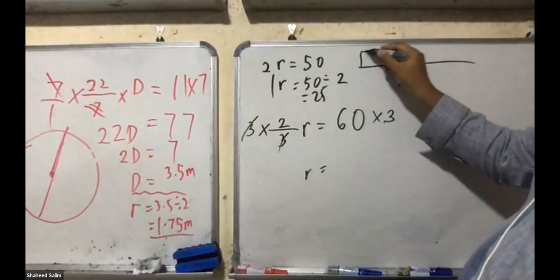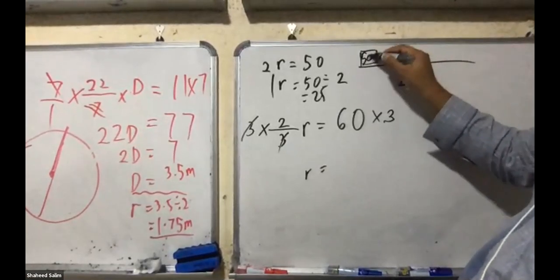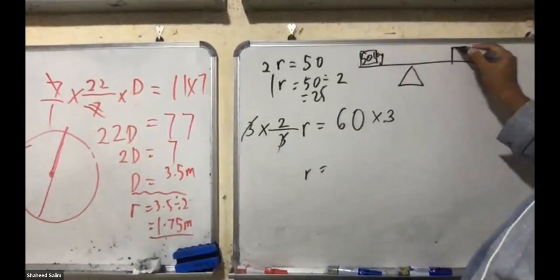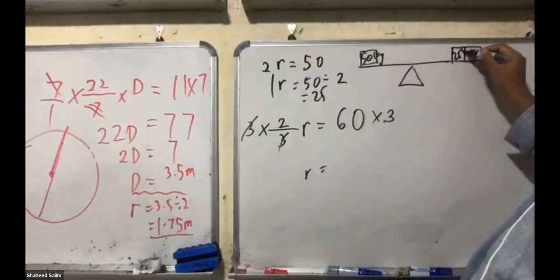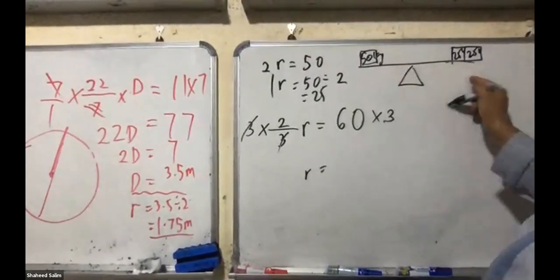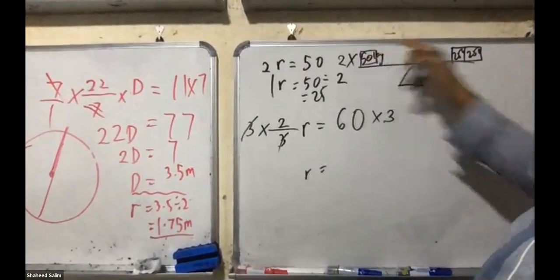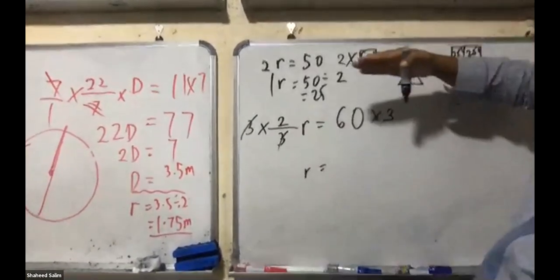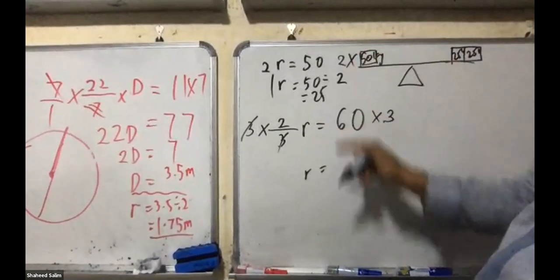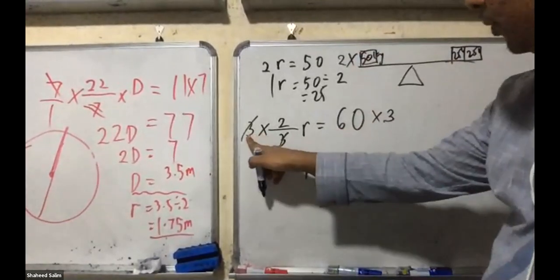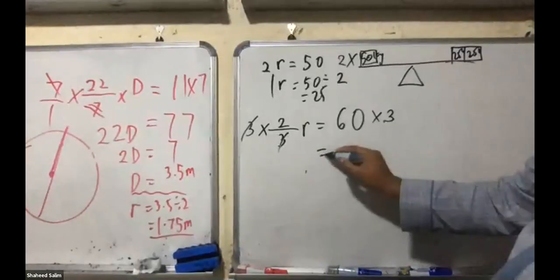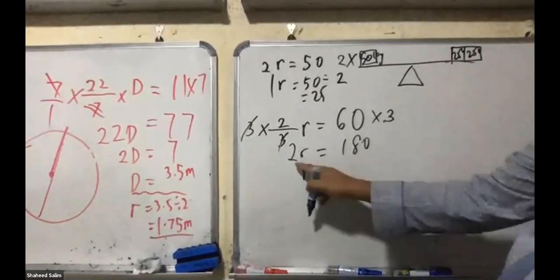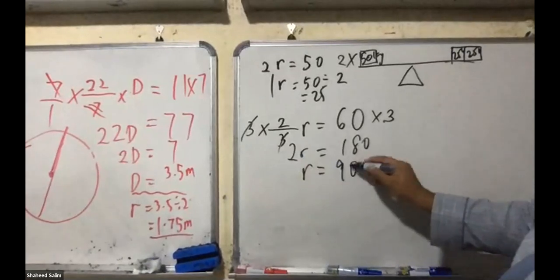Let's say down here is all like very heavy cubes. This is 50 kg, down here is 25 kg. Its balance is 50. If you times this by 2, you must also times this by 2. Then it's still balanced. So equal sign means it's balanced. I times by 3, the 3 disappears. I must also times by 3 here. So I get 60 times 3, 180. Now 2R equals to 180. Can you find R? I divide by 2, I divide by 2, I get 90.